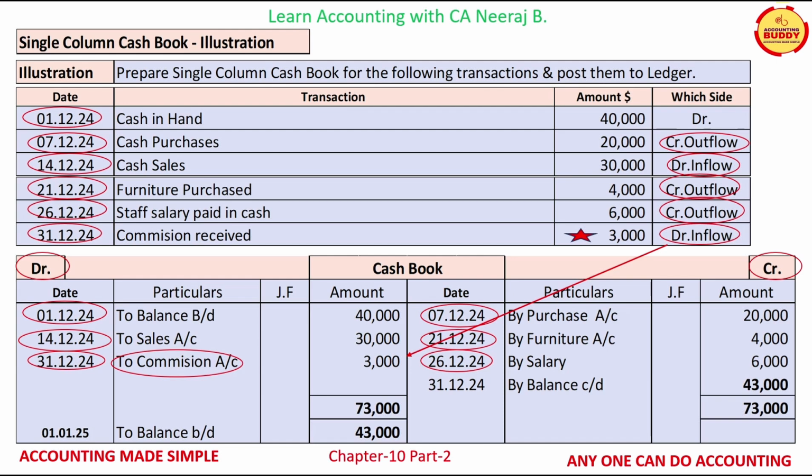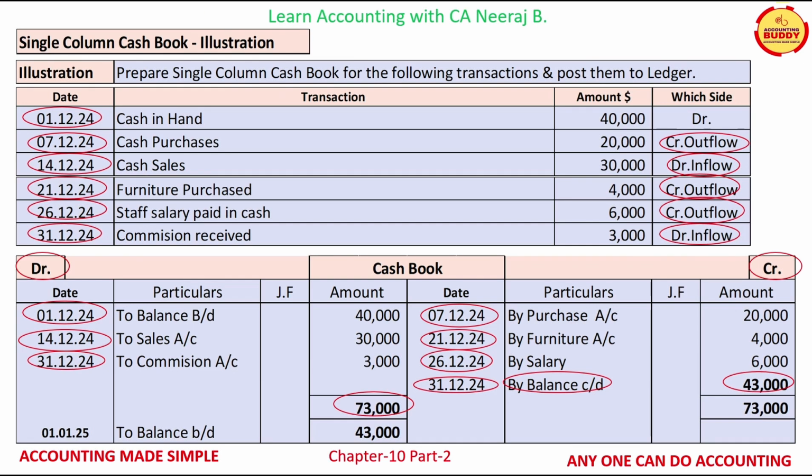Let us now do the balancing of the cash book. First of all, do the totaling of the left hand debit side, and in our example it comes to $73,000. Now if we deduct the total of all the right hand credit side transactions from the total of $73,000, we are left with a balance of $43,000, which will be written on the right hand credit side of the last day of December 24, that is 31st December, by writing the words "by balance carried down."